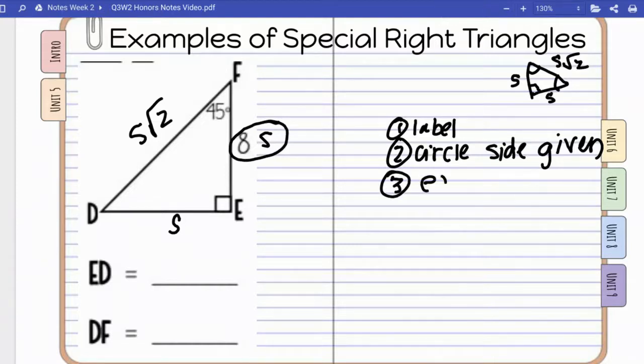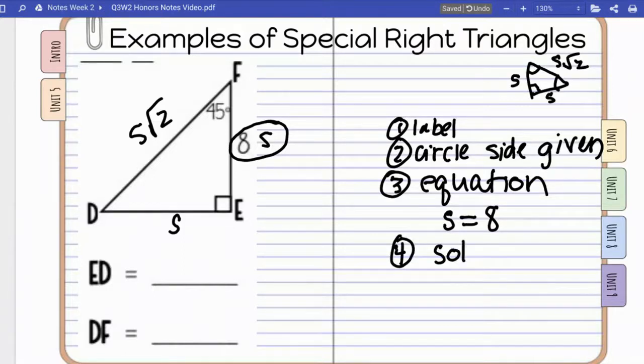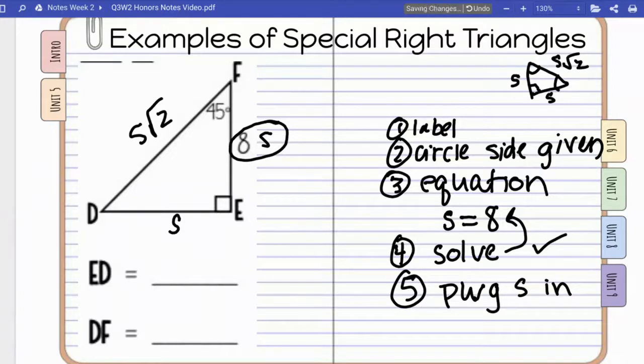Step 3, we're going to set up an equation. That means the variable S is equal to 8. Step 4 is to solve, but we don't have to solve this because it's already done for us. Last but not least, let's plug it back in and get the remaining sides. So E to D is S, and S is 8. D to F is S square root of 2, so we just replace the S with 8, and it's going to be 8 times the square root of 2.